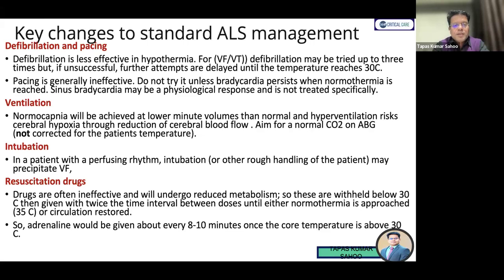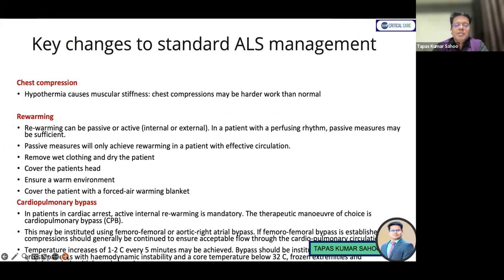Adrenaline would be given about every 8 to 10 minutes once the core temperature is above 30 degrees centigrade. The reason I have already mentioned: it takes a little bit longer to reach the core, and the metabolism of adrenaline is also delayed. Chest compression: hypothermia causes muscular stiffness, so chest compression may be harder work than normal.